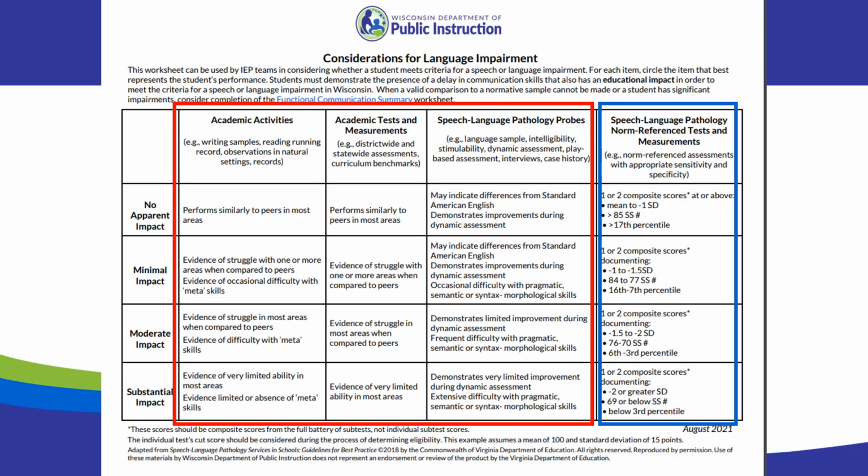And here's another one of our guidance documents, and I really like this rubric from DPI. It also shows how multiple assessments can be interpreted and help us design accurate, impactful IEPs. The items outlined in red tend to be the more functional and academic assessments, while the speech and language norm reference tests and measurement outlined in blue tend to look at the more discrete skills.